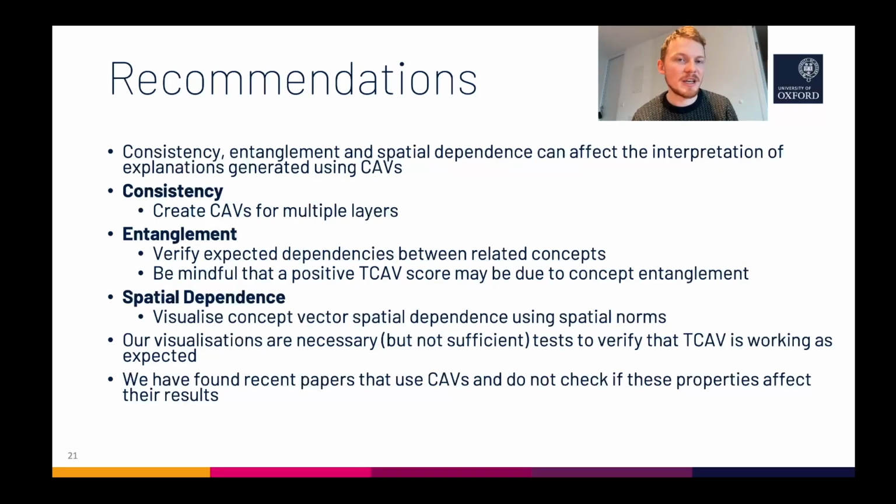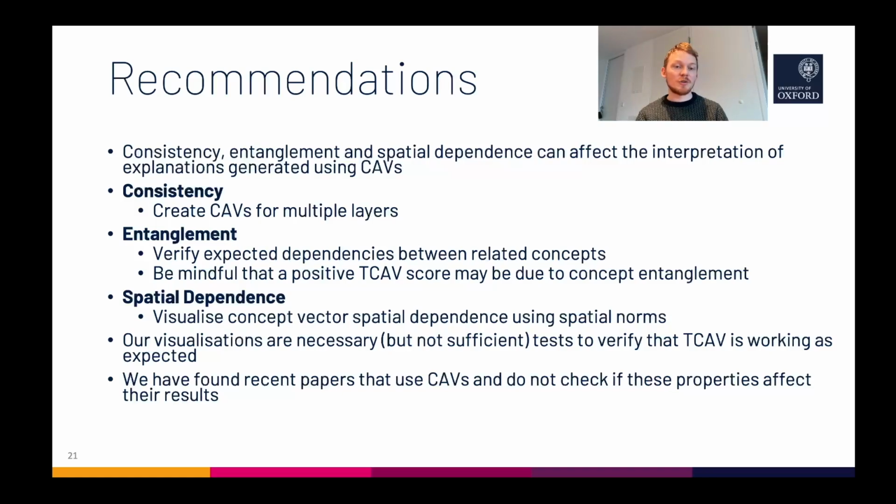So now we move on to the recommendations that we have for using CAVs in a safe and effective manner. First of all, we're going to start with consistency. You should create CAVs on multiple different layers so you can determine whether the TCAV score is fluctuating or changing amongst those layers. We should also, for entanglement, verify that there are expected dependencies between related concepts. And be mindful that when you obtain a high TCAV score, it may be due to some kind of concept entanglement rather than to sensitivity to that specific concept. And then finally, for spatial dependence, we should visualize concept-vector spatial dependence using spatial norms. It's worth bearing in mind that our visualizations are necessary, but certainly not sufficient tests to verify that TCAV is working as expected.